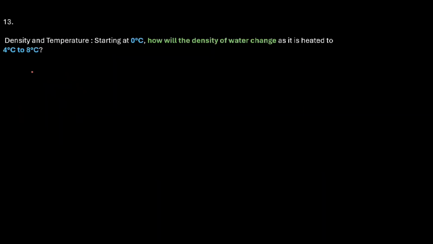Question 13. Starting at 0 degrees Celsius, how will the density of water change as it is heated from 4 degrees to 8 degrees Celsius? So my starting point is from 0. Then from 0 degrees, you go to 4 degrees Celsius. And you need to find how the density of water will change when you go from 4 degrees to 8 degrees Celsius.